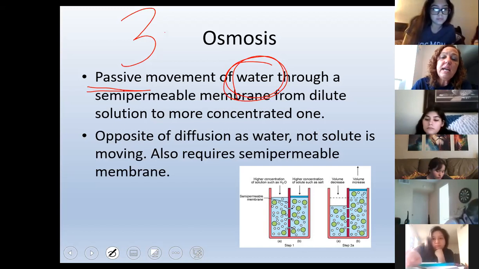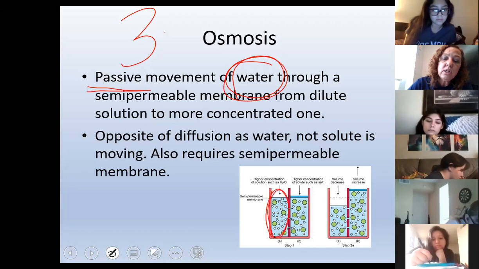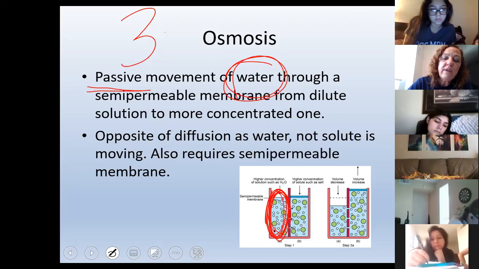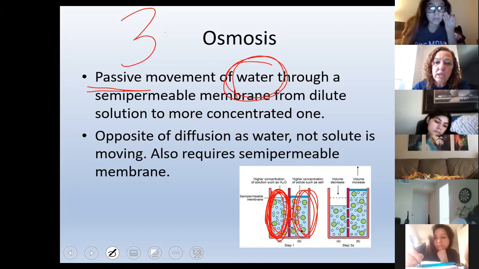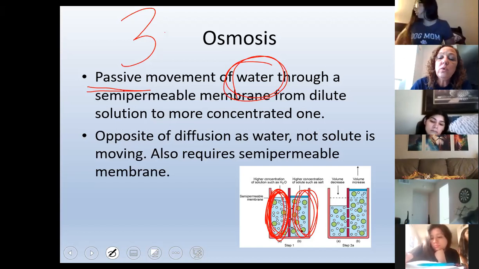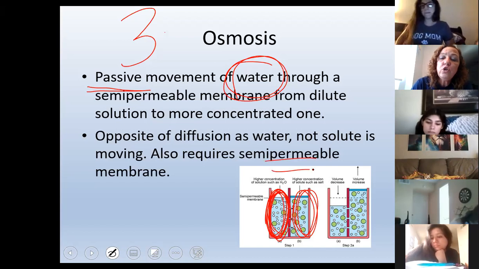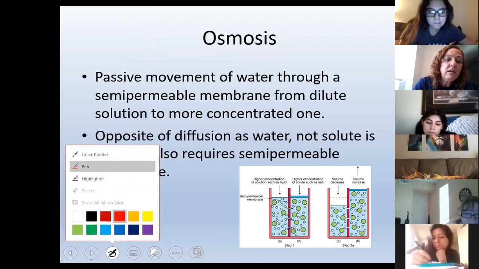So if we look here, I have a very high concentration. Look at the tiny white dots. Very concentrated. And here I have a dilute concentration. Basically, what I want to do is I want these to be equal. I want them to be even Steven.